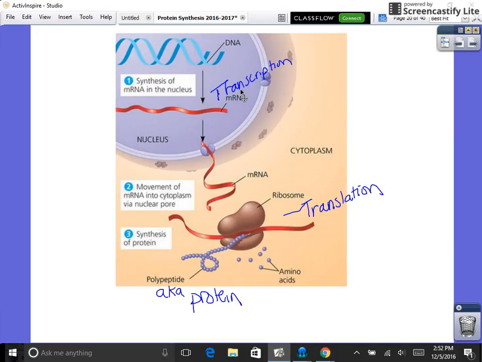You should practice and be able to draw and explain what is happening and where it's happening in this diagram. And we're going to stop there for today.